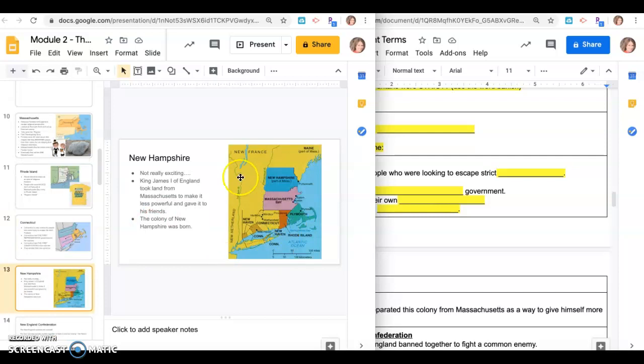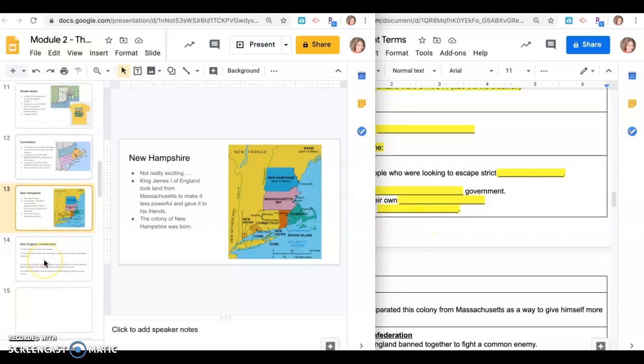And then New Hampshire. New Hampshire's not really exciting. King James I of England took land from Massachusetts to make it less powerful because the Puritans were getting too powerful, and he gave the colony to his friend. So New Hampshire's just not really that exciting.